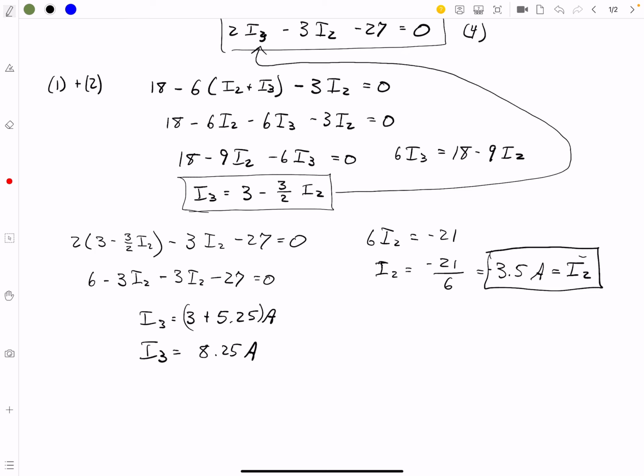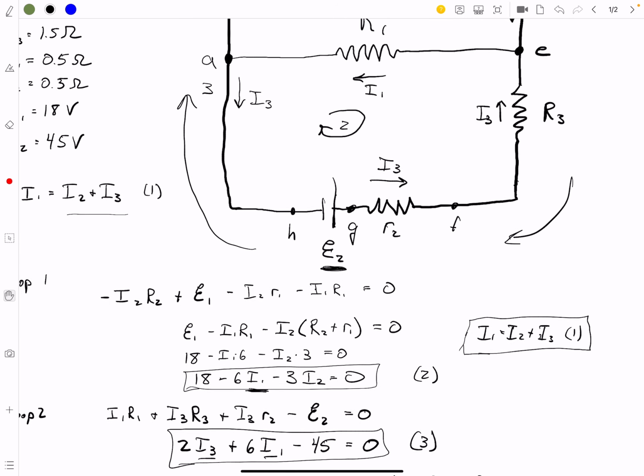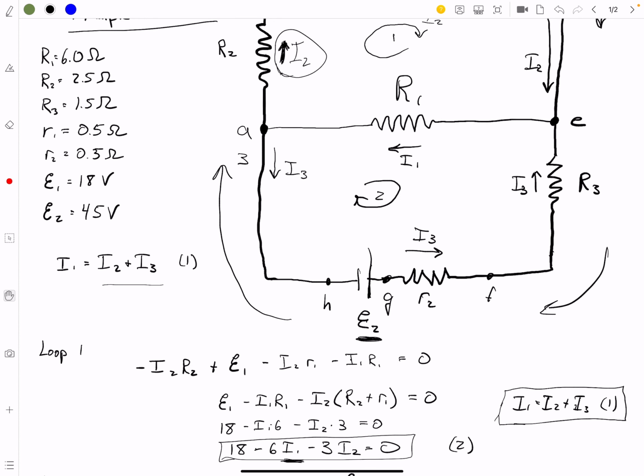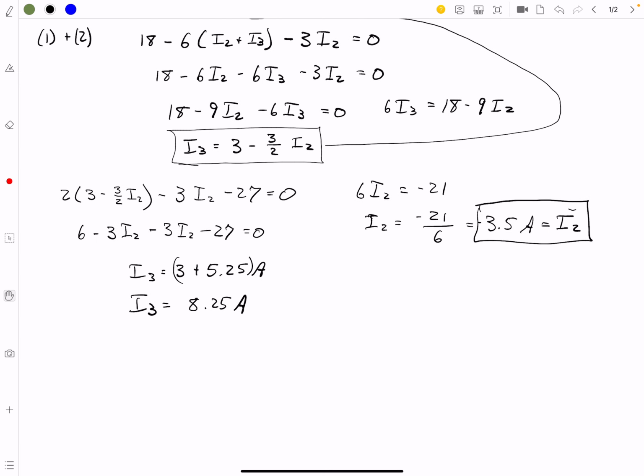Let's look at why we got I3 correct. The main driving force is E2, right? Because E2, if we look right here, compared to 18, it's 45. So you know it's pressing this way, its current. There's no doubt about I3 going like this, okay? So having our choice here be correct makes a lot of sense. So that's one good thing. We've checked on that. And we can come back down and say I3 is equal to this.